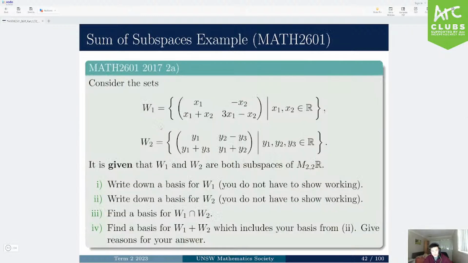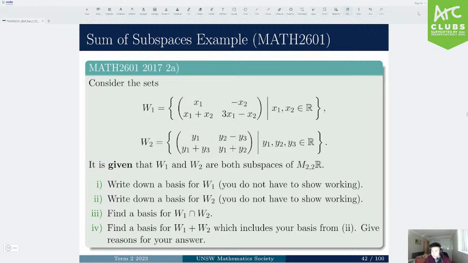Now, an example here: consider these two sets W1 and W2. It is given that W1 and W2 are both subspaces of the 2x2 matrices. And part 1 is to write down a basis for W1.